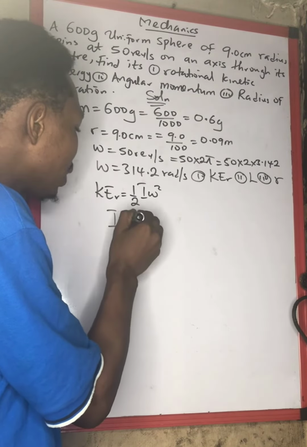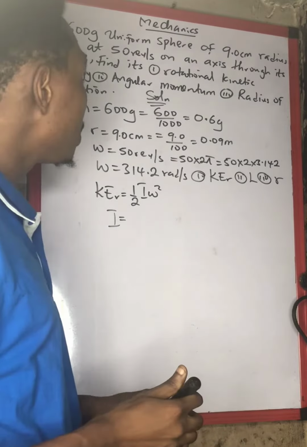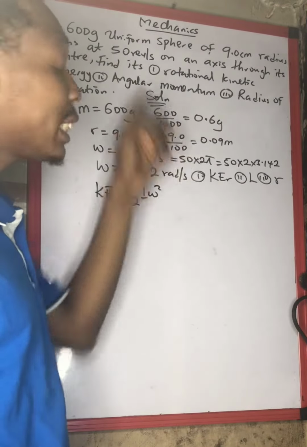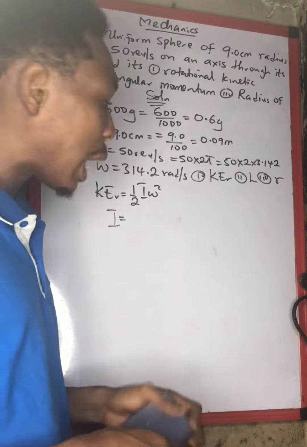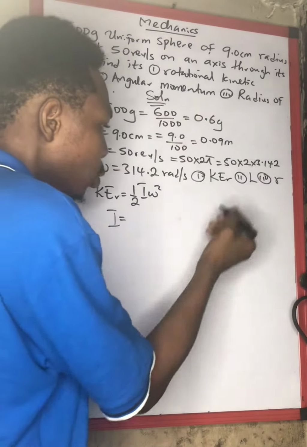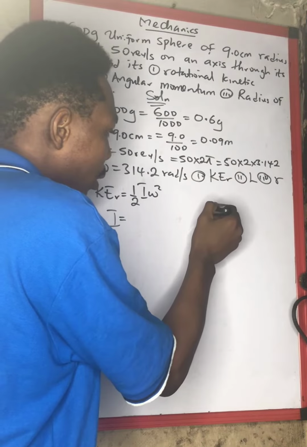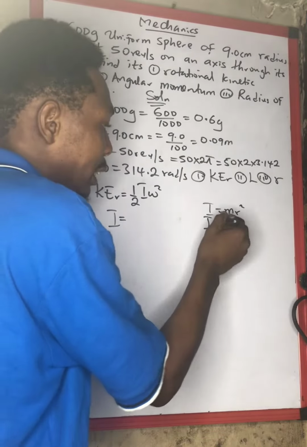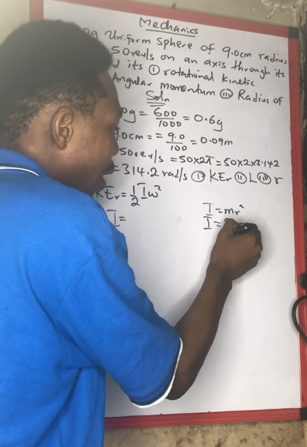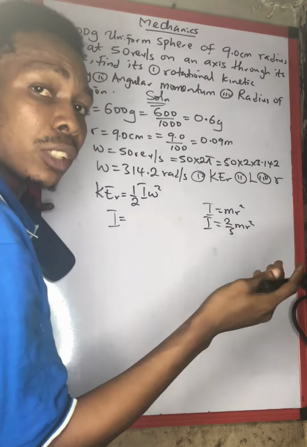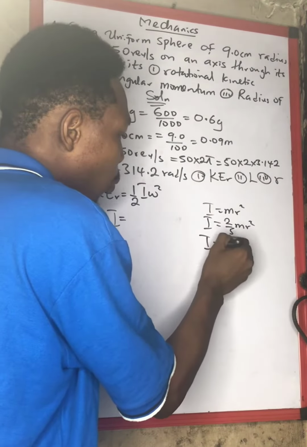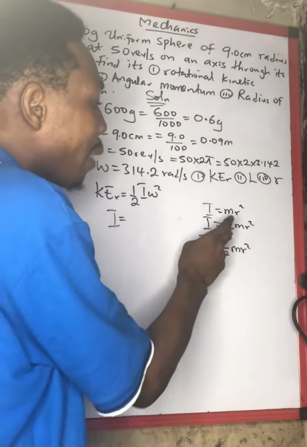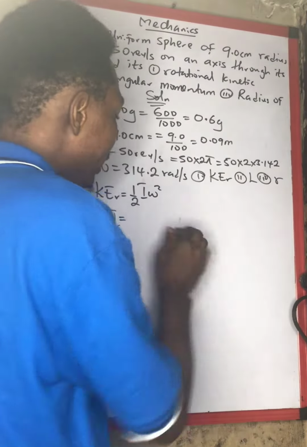Our I is the moment of inertia. If you read the question well, we were told it is a uniform sphere through its center. Moment of inertia has several formulas. Normally, for a rim, I equals mR squared. Then for a uniform sphere through its center, we have 2/5 mR squared. While for a uniform cylinder, we have I equals 1/2 mR squared. So this is the right formula to use.